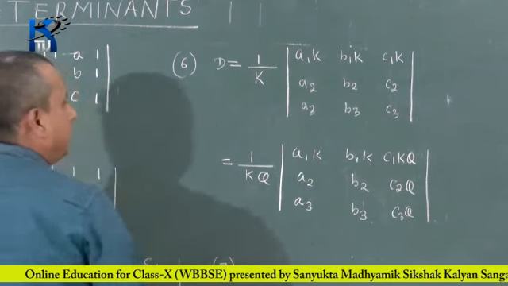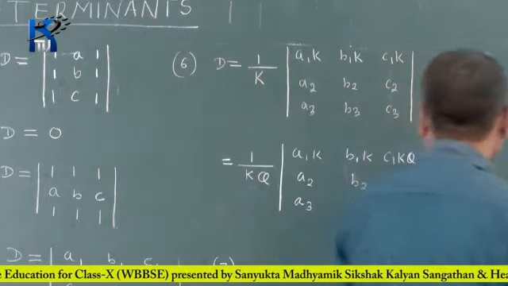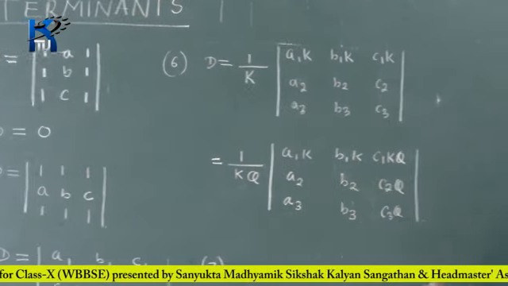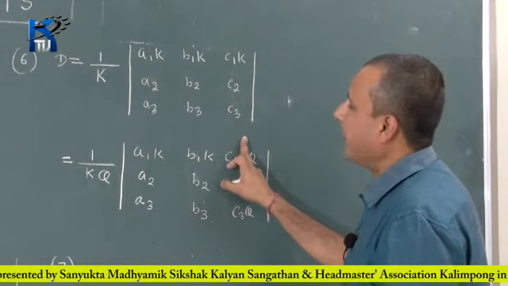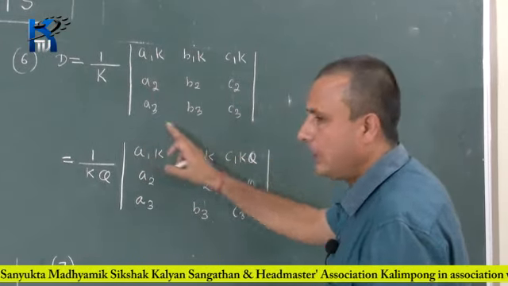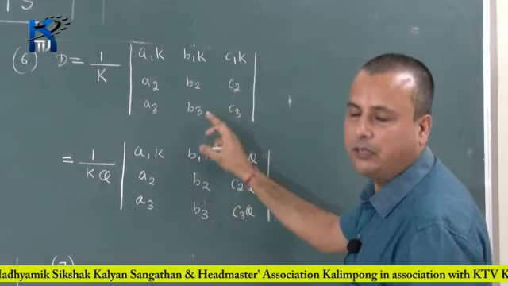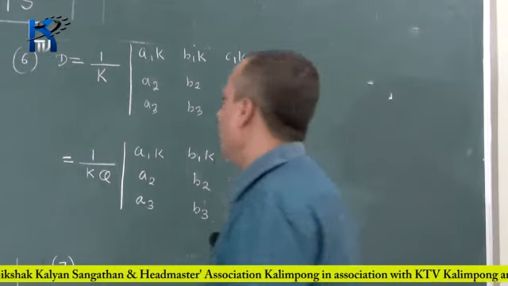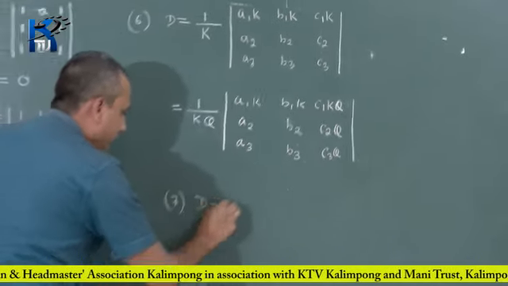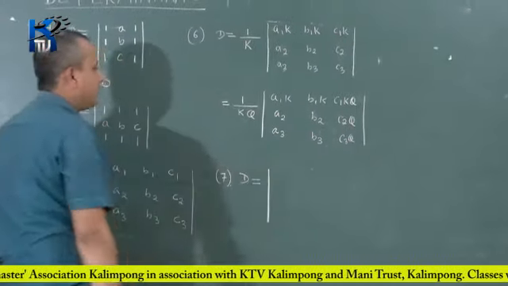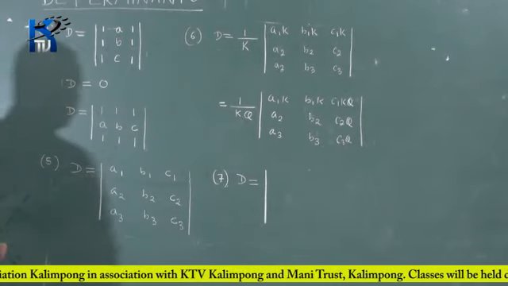Now, before doing property number 7, let me explain the matrices. In case of matrices, multiplication by a constant quantity takes place in all the elements, not only in one row or in one column. In all the elements you have to multiply by the constant quantity. Now, I'll do this seventh property by numeral.